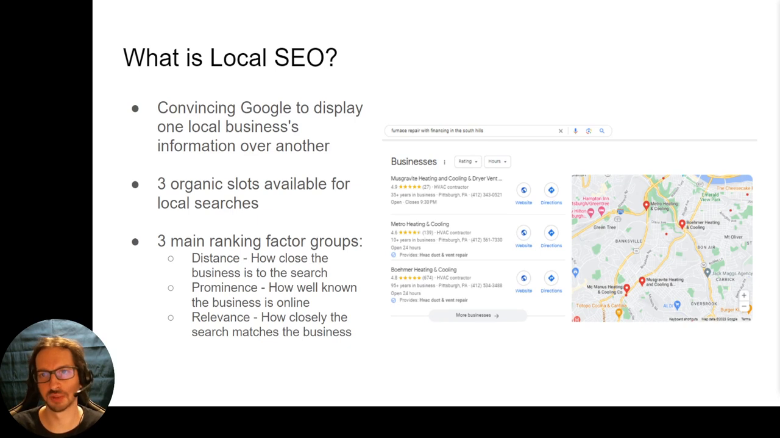Prominence is how well known the business is, meaning mentions, links from other websites, reviews, and any other references that are discoverable by search engines.